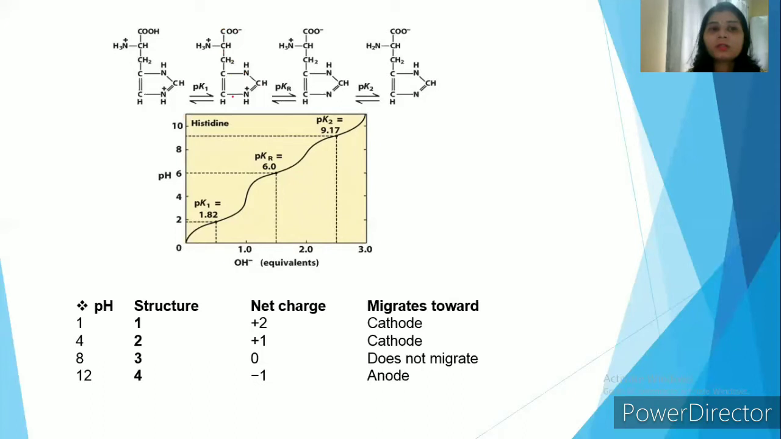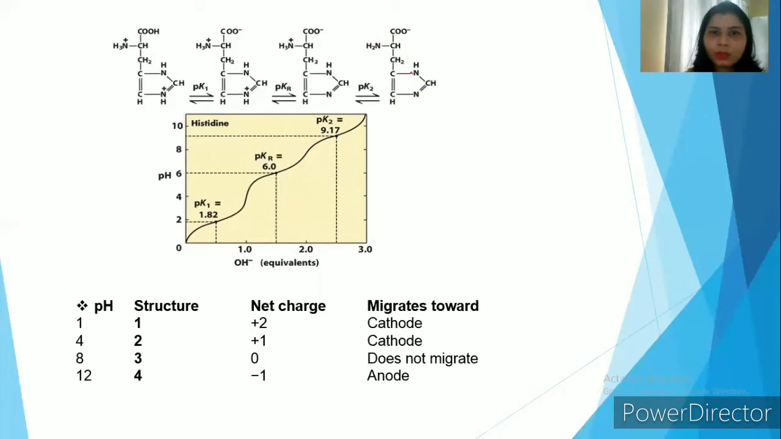So this structure has positive one charge. Next ionization state, in the third structure, one hydrogen ion is removed from the imidazole group, that is the Zwitterion form. So this structure has zero net charge. Then the last ionization state, one hydrogen ion is removed from the amino group. So this structure has negative one net charge.